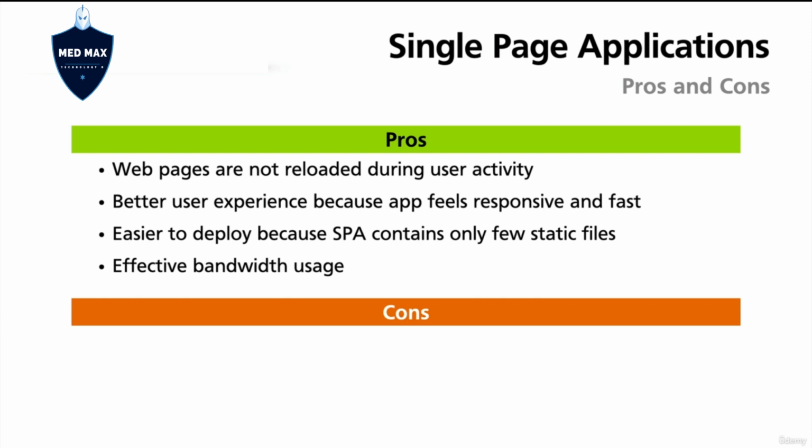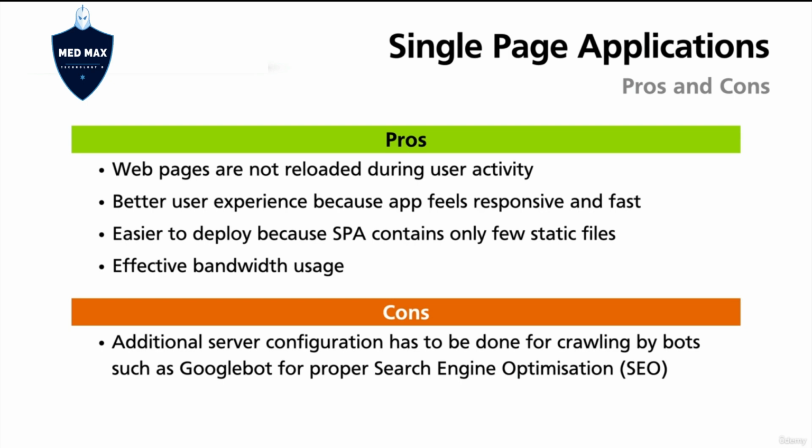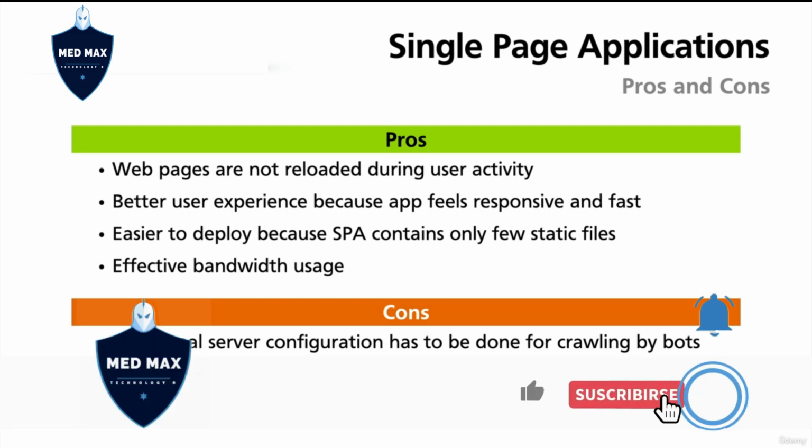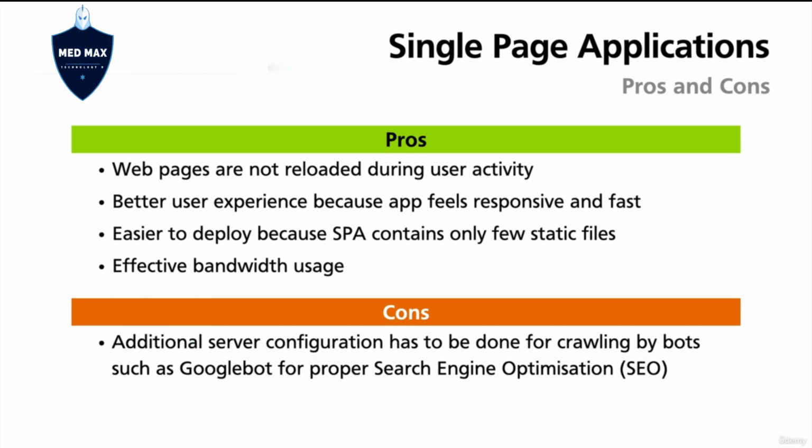But there are also cons in usage of the single-page applications. First one is that additional server configuration has to be done for crawling by bots, such as Googlebot, for proper SEO, search engine optimization. For example, you have to take into account that when user tries to access any web page on the website and it is initial request, then you should send to this user same HTML file as you send for other pages and same CSS and JavaScript files. It is of course configurable on web server side.